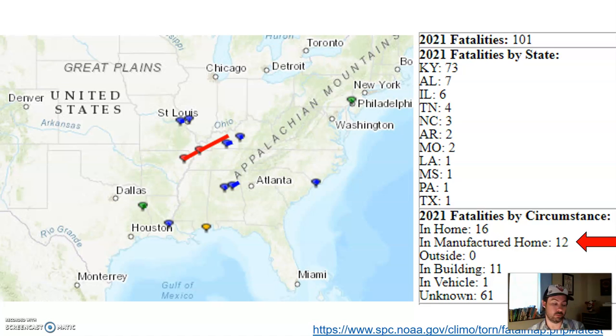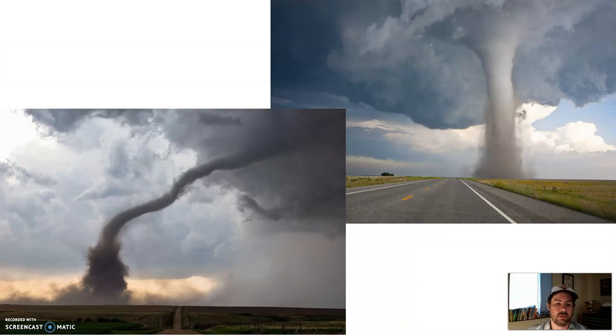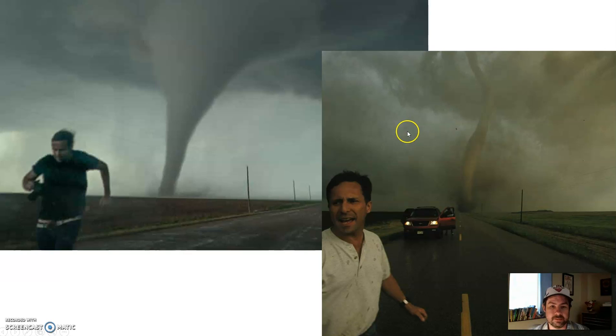Interesting to see what will happen in 2022. Probably more of the same in the south. So here are just some pictures of tornadoes. I think we all know what they kind of look like. Sometimes they're very skinny. Sometimes they can be a little bit wider. Sometimes it's dark. Sometimes it's not.